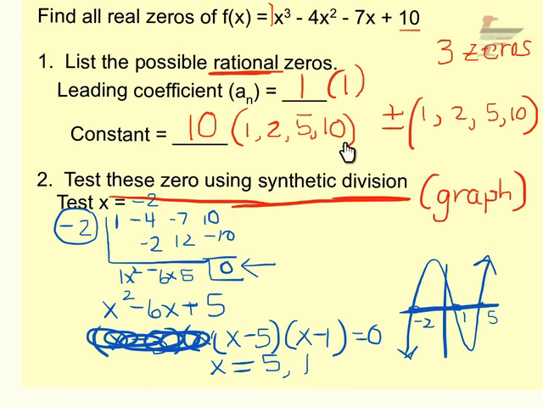So this theorem is really cool if you don't have your calculator, because you could just sit and test these until you find one that works. So what if you had tested 10? Well, obviously it's not crossing at 10, so if you tested 10, you would not get a 0 remainder, hence you know that that does not work.